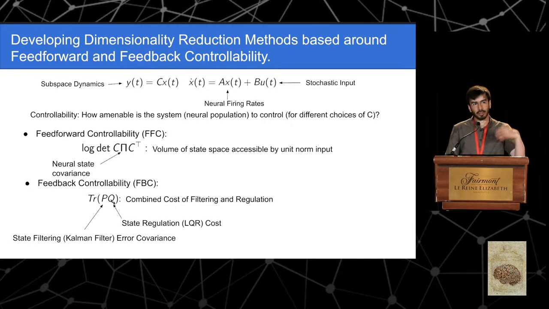And one thing you can keep in the back of your head is that under the assumption that your dynamics are generated by a linear dynamical system, what feedforward controllability is doing is essentially what PCA is doing, right? It's just picking out directions of high variance in the observed space. And for this feedback controllability metric, we've developed a means of estimating these P and Q matrices from the second order statistics of the data. So here P is estimated using the fact that the Kalman filter is your minimum mean squared error estimate of your neural state given observations. And we estimate Q by using the duality between regulation and filtering. So we can map this state regulation problem to a filtering problem.